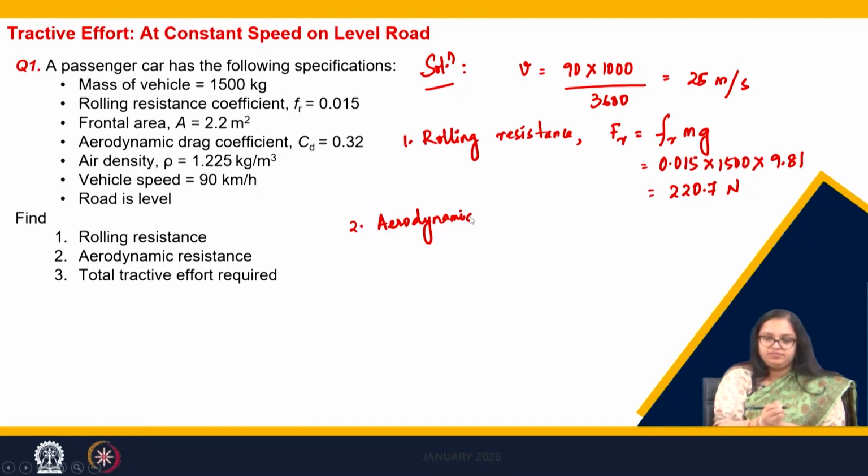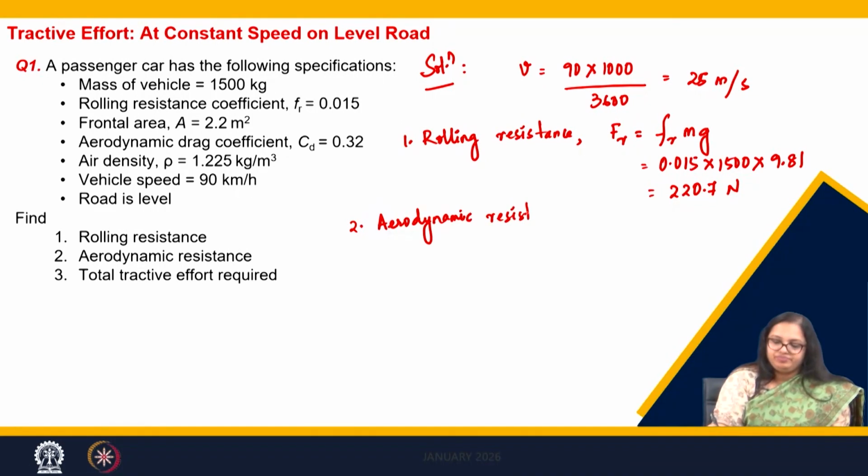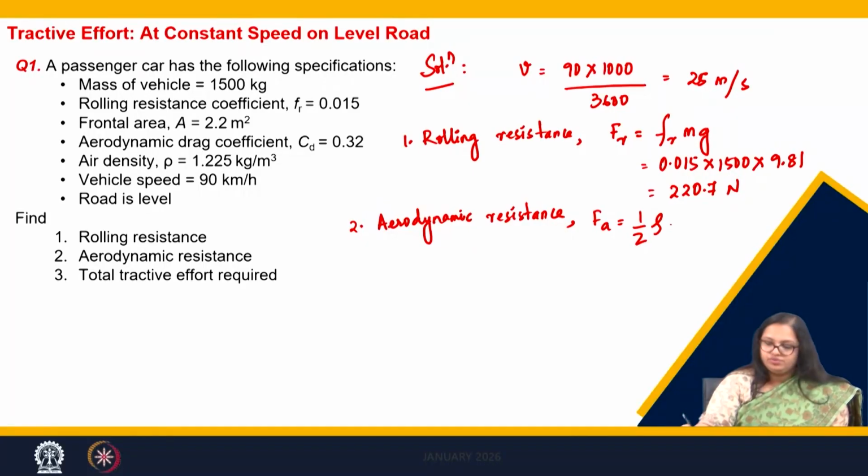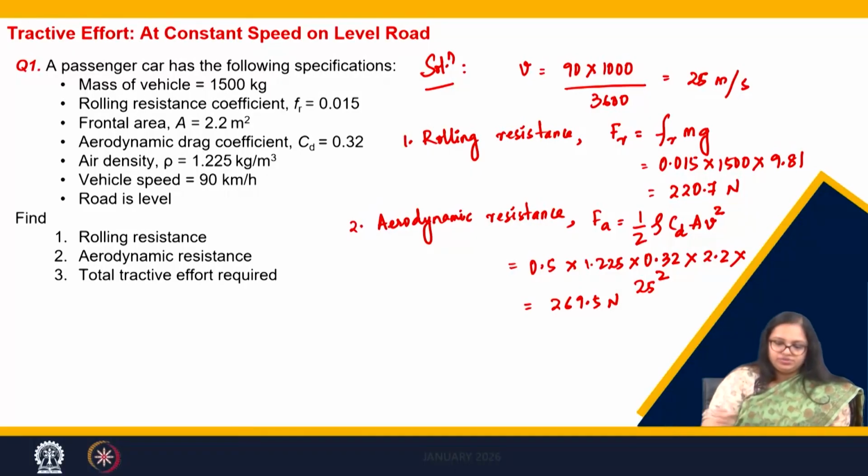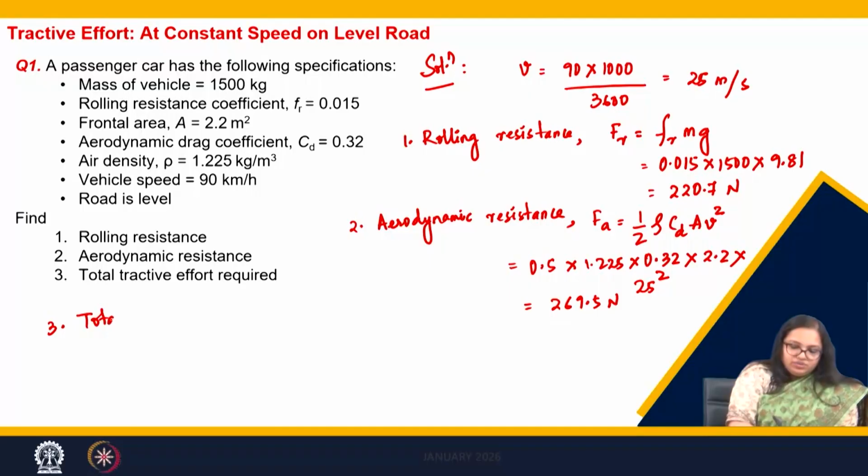Then the second quantity is the aerodynamic resistance. The aerodynamic resistance Fa is given by half rho CD A V square, which is 0.5 multiplied with rho, given as 1.225, multiplied with CD as 0.32, multiplied with the frontal area, which is 2.2, multiplied with the velocity, that is 25 square, which is 269.5 Newton.